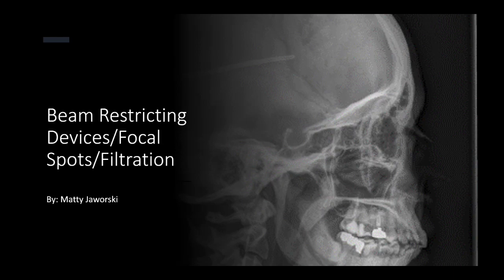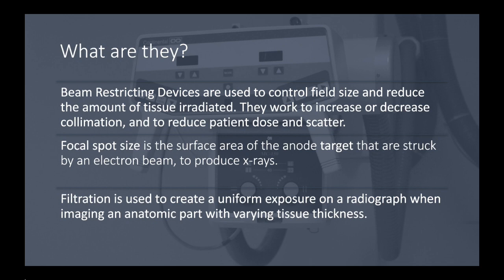Beam restricting devices, focal spots, and filtration. Beam restricting devices are used to control field size and reduce the amount of tissue irradiated. They work to increase or decrease collimation and to reduce patient dose and scatter.